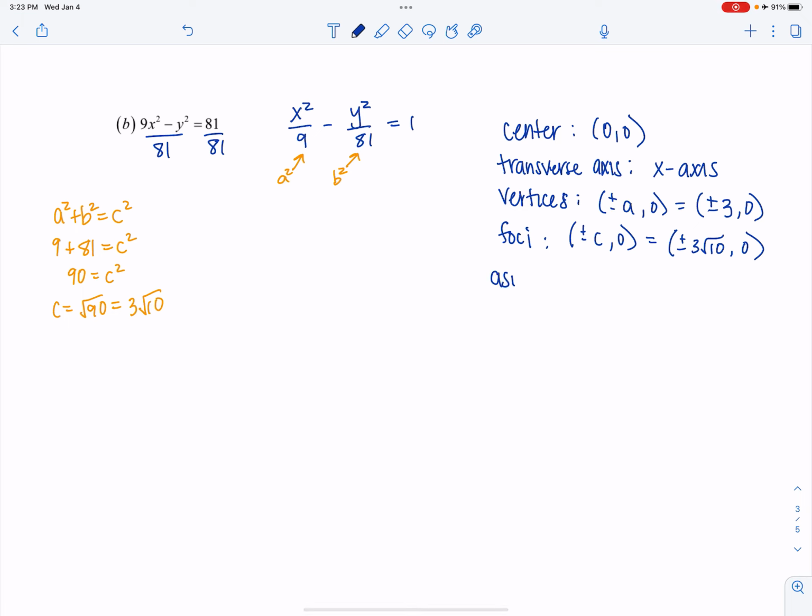And our asymptotes, y equals plus or minus b over a times x. B is 9, a is 3. So this tells us y is plus or minus 3x. So those are the two asymptotes, 3x and negative 3x.